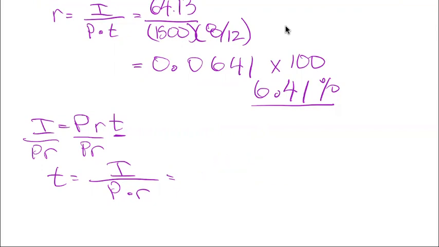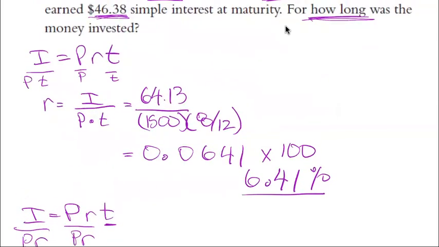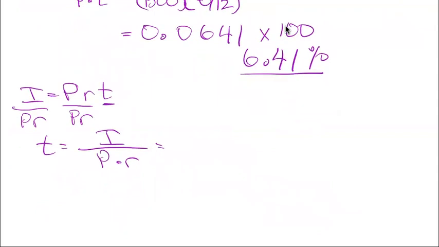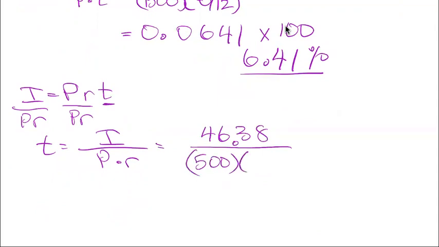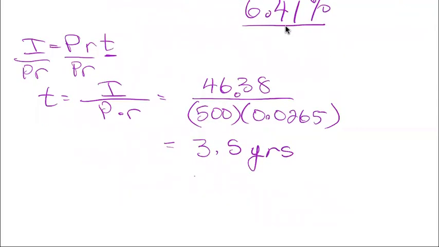My interest, 46.38. 46.38 divided by my principal, which was $500, times my rate, which was 2.65% as a decimal, 0.0265. Calculate that out, 3.5 years, or you could say 3 years, 6 months.